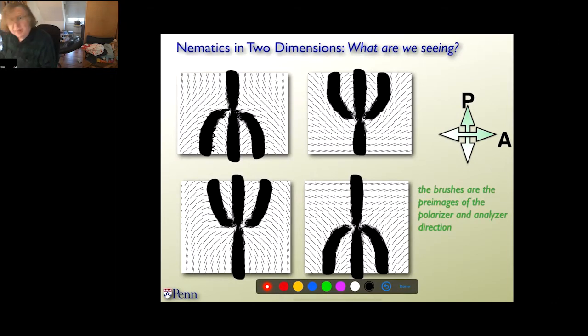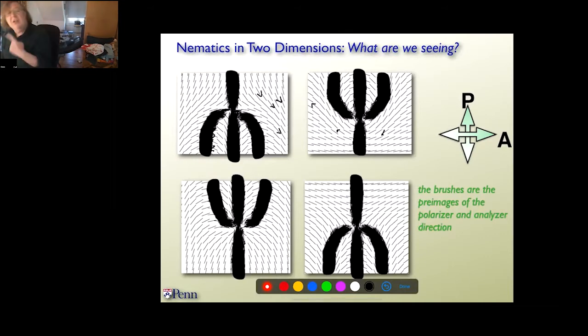And why do you get four brushes? You get four brushes because you go through the polarizer direction once, and then the analyzer direction, and then the polarizer, and then the analyzer. All of these configurations that I'm showing here are things that vector fields could have. So these can all be oriented, except at the place where there's a defect. And because they can be oriented, they have to go around by 2 pi.